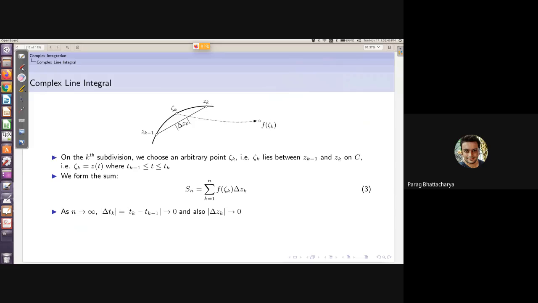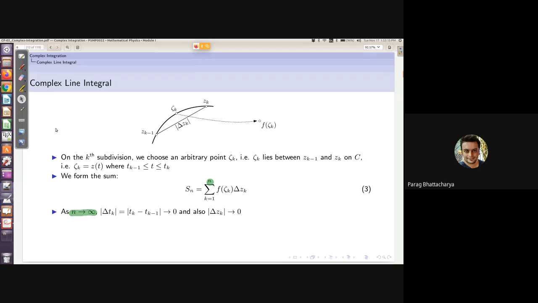Okay, so now in this sum, as n tends towards infinity, what do you understand by n tending towards infinity? This upper limit is n, right? You're taking summation of k goes from 1 to n. What do you understand by n tending towards infinity? Anyone?